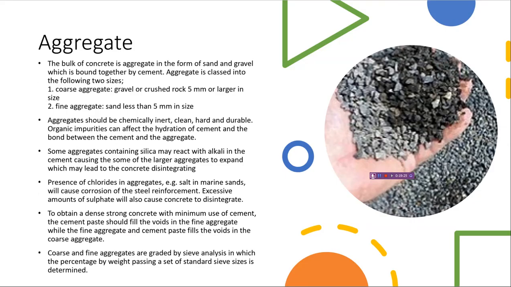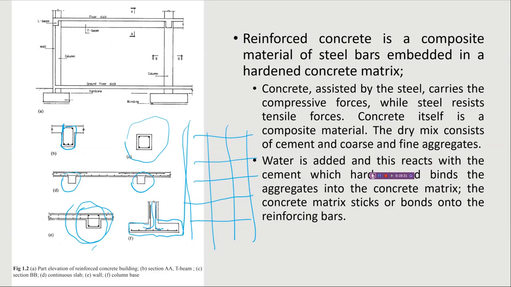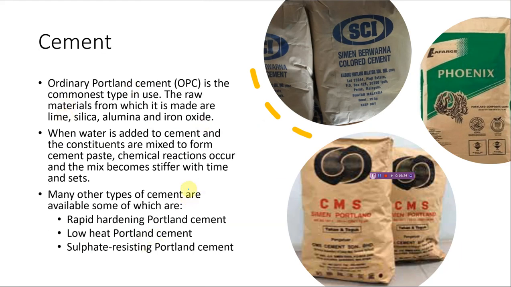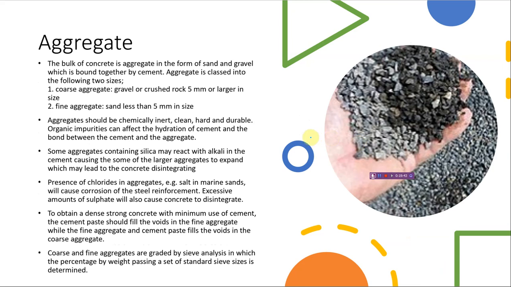Alright, so next materials here we have aggregate. So kita dah belajar tadi cement, because ini yang ada dalam reinforced concrete. So tadi kita dah belajar on cement sajalah. And then next, we're going to look at the aggregate. So the bulk aggregate is aggregate in form of sand and gravel, which is bound together by cement. So aggregate is classed into, dia ada satu is coarse aggregate and one is fine aggregate. Okay, so you boleh baca, aggregate should be chemically inert, clean, hard and durable. Organic impurities can affect the hydration of cement and the bond between the cement and the aggregate.